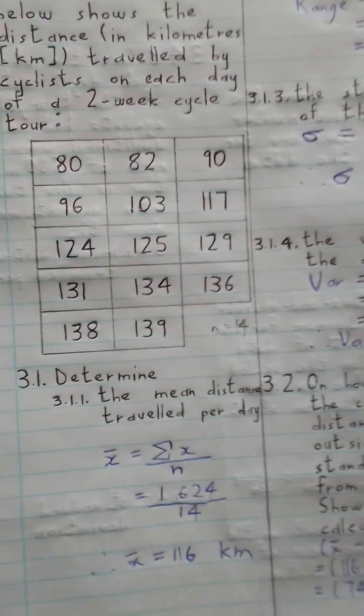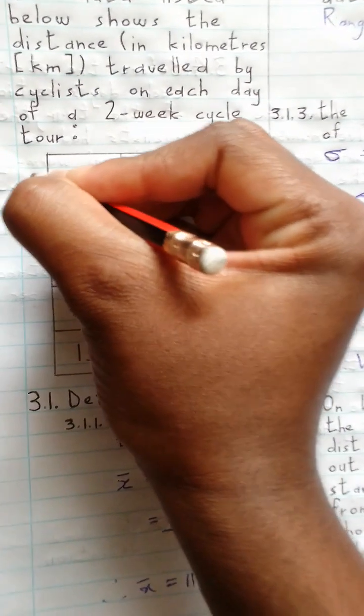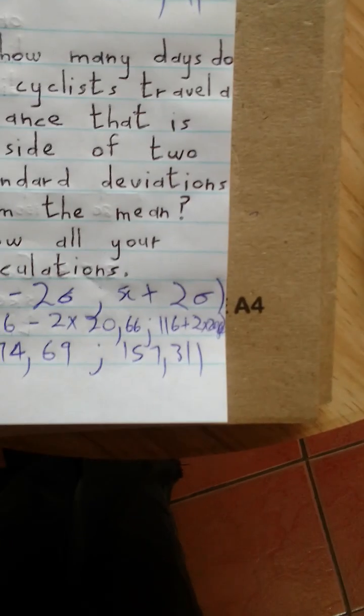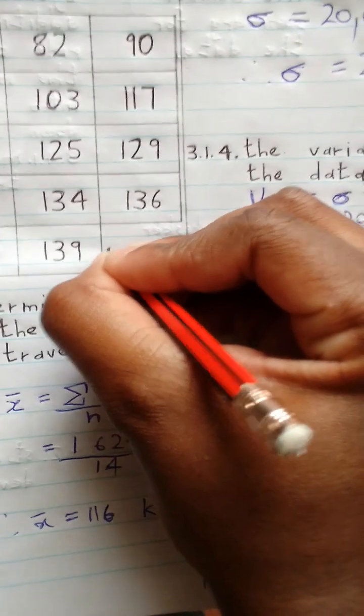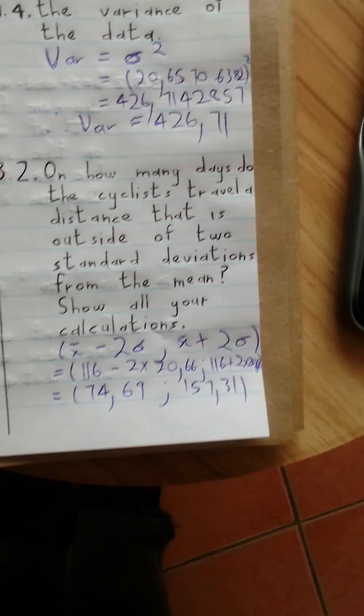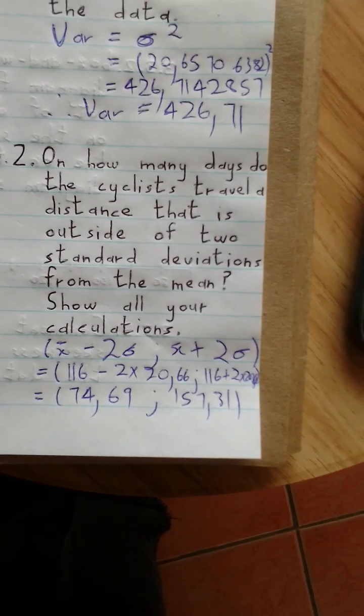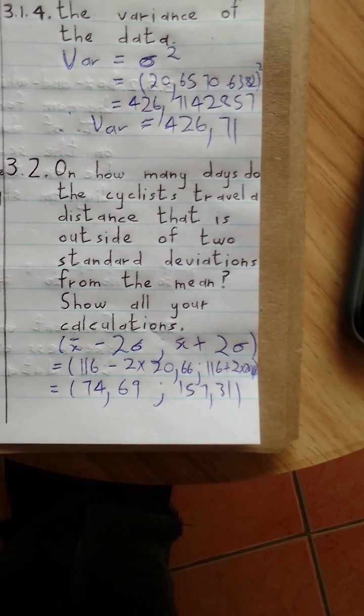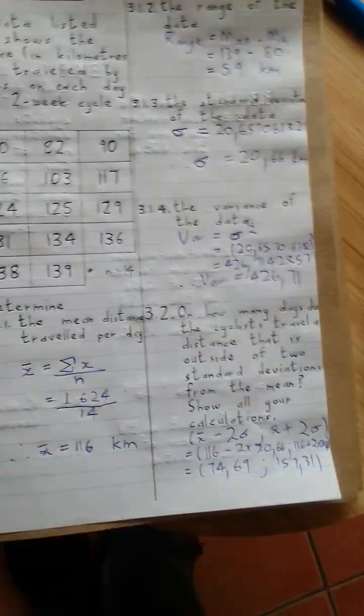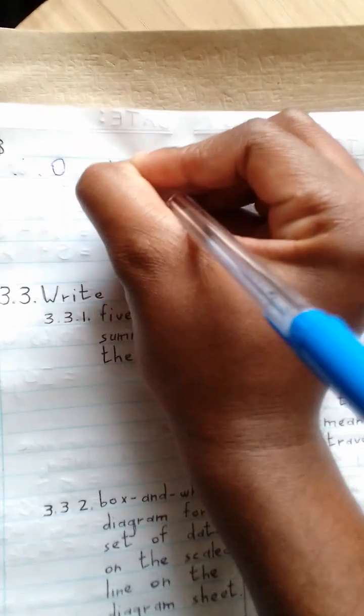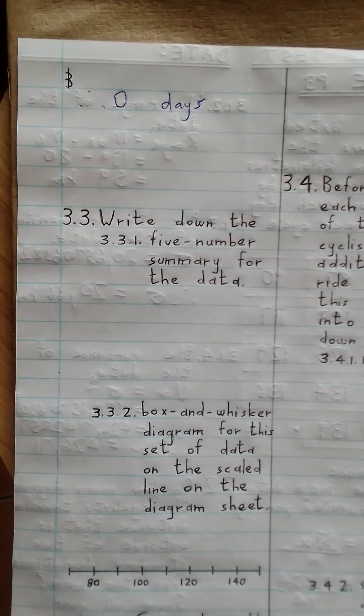So 74,69, it's somewhere here, right? And 157,31 is somewhere here. So the question says, on how many days do the cyclists travel a distance that is outside of 2 standard deviations from the mean? So outside means this side and this side. So 0 days. Okay.